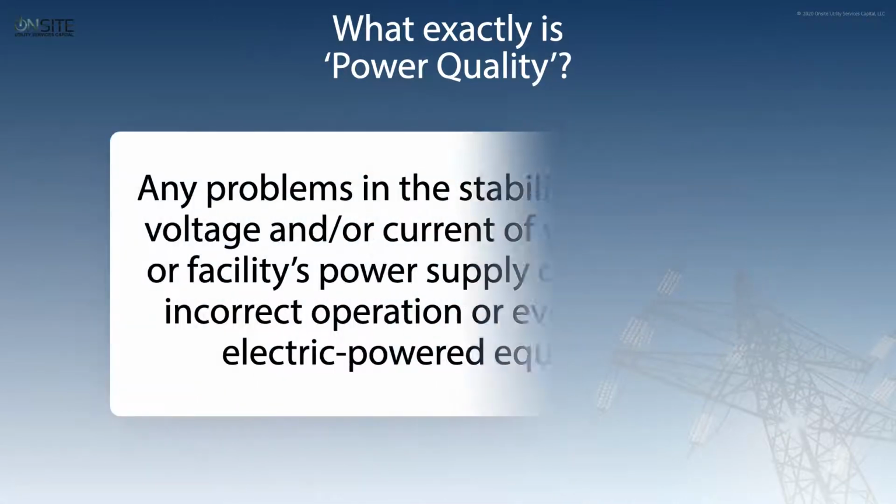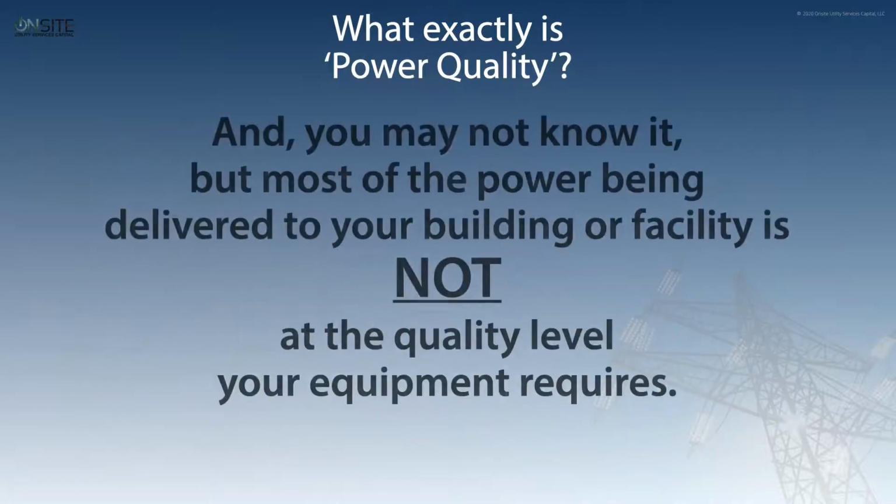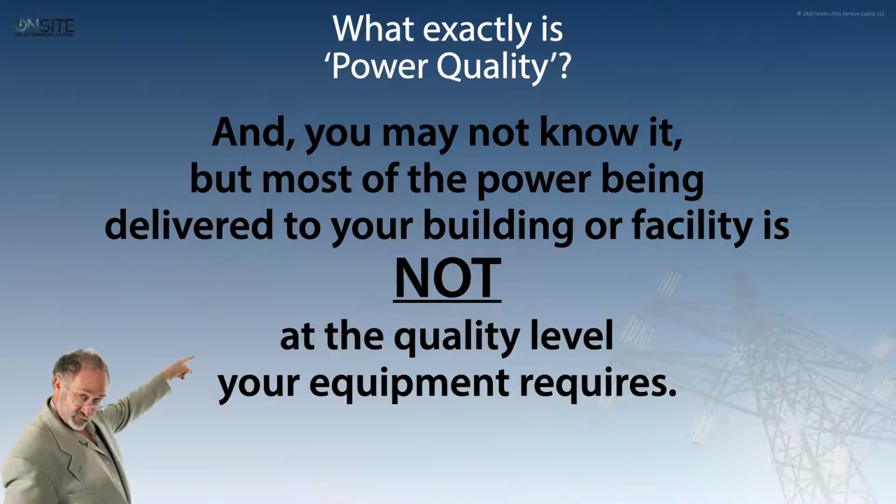Any problems in the stability, frequency, voltage, or the current of your building's power supply can cause your electronic equipment to operate incorrectly, inefficiently, or worse, result in complete equipment failure. And you may not know it, but most of the power being delivered to your building or facility is not at the quality level required to properly support your electric-powered equipment.